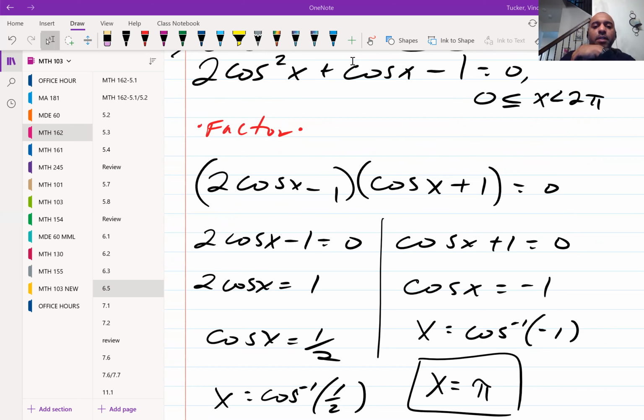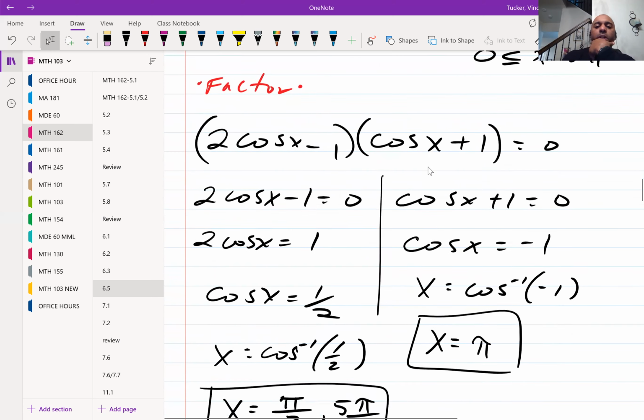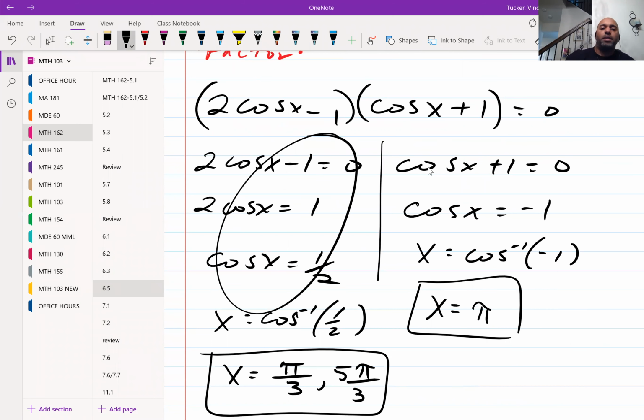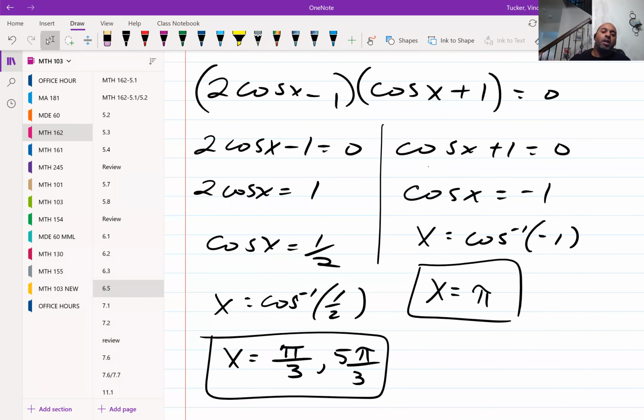Excuse me, I had a sneeze. So solve each for x. So notice here we added 1 to both sides, divided both sides by 2. So we have cosine x equal to 1/2. Then apply cosine inverse to both sides. Cosine inverse of 1/2 would be pi over 3, 5 pi over 3.